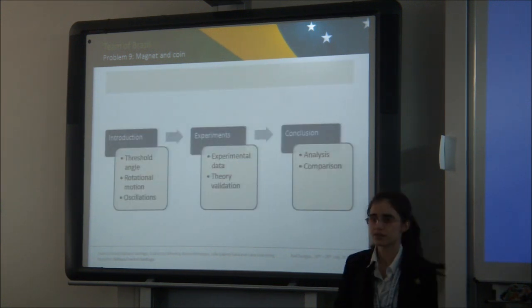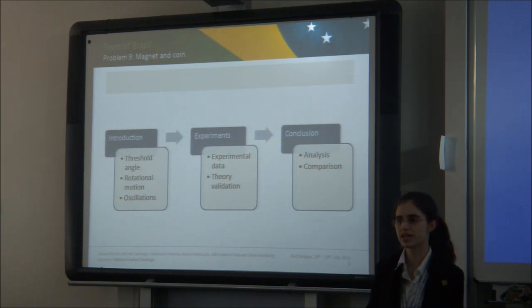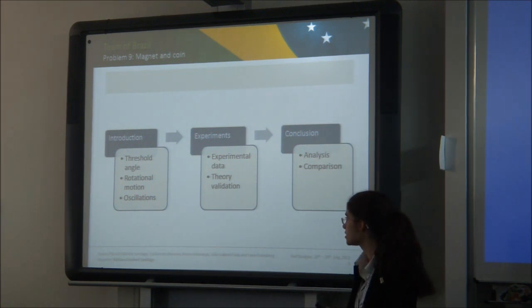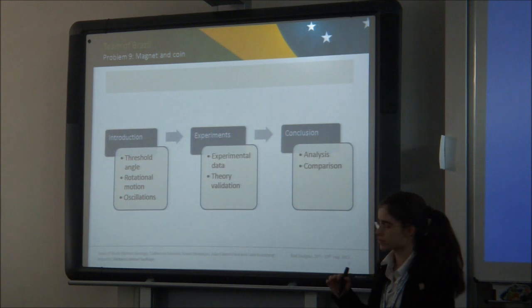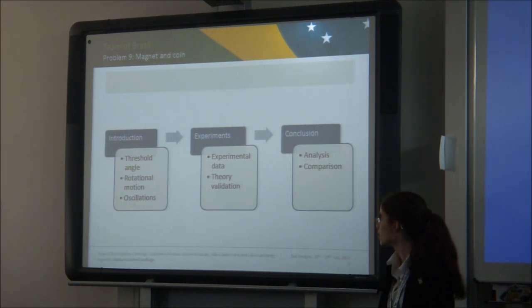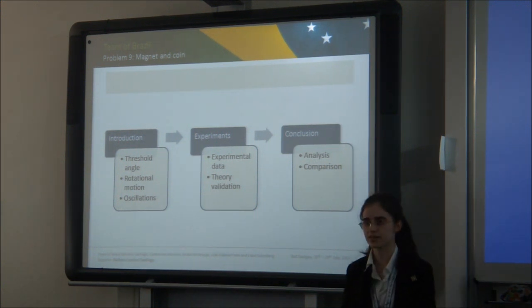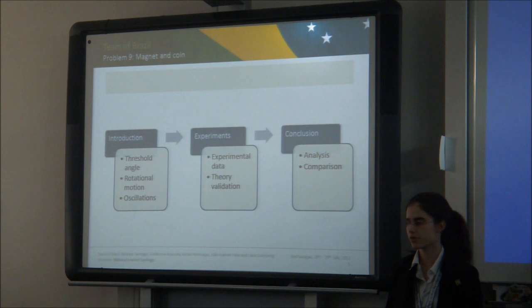So first we made some introduction with a threshold angle for the coin to fall down onto the magnet or to revert to its vertical position. The rotational motion, and then we analyze the oscillations. That is one of the objectives of the problem. Then we conduct some experiments, which will lead us to a conclusion, making an analysis and a comparison with our theoretical model.